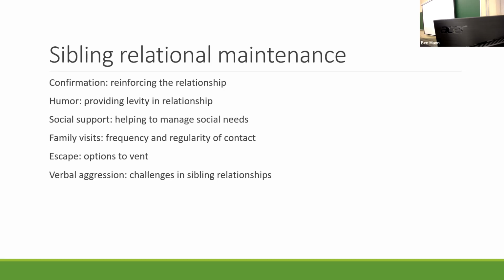We also use siblings oftentimes to escape. Maybe we feel frustrated with other members of the family, and we have a sibling with whom we're very close that we're really able to have the chance to share with. And aggression. We argue, we might have some unique challenges or issues that come up in sibling relationships. So verbal aggression is another issue that can happen. All of these help us to explain the strategies that we use to manage sibling relationships in particular.